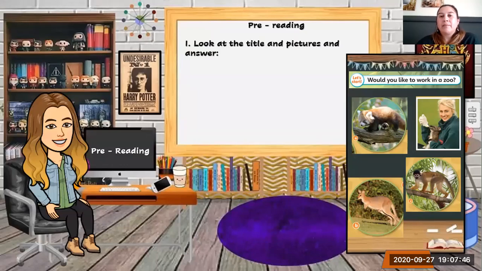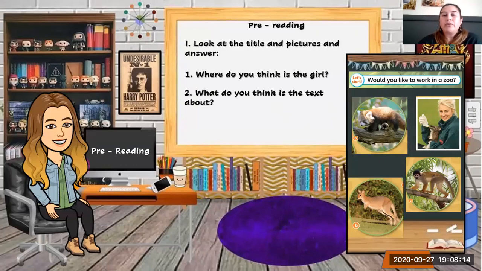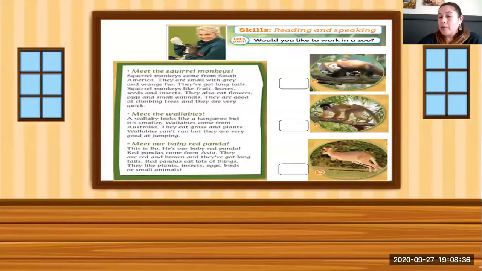Tenemos pre-reading. Pre-lectura. Look at the title and pictures and answer. Mira el título y las imágenes y responde, ¿cierto? Acá tenemos un título. Would you like to work in a zoo? ¿Te gustaría trabajar en un zoológico? Y tenemos tres animales y una niña, con un animalito. Veamos qué nos pregunta. Where do you think is the girl? ¿Dónde crees que está la niña? Two, what do you think is the text about? ¿De qué crees que se trata el texto? And number three, what animals can you see? ¿Qué animales puedes ver? Entonces aquí tú tienes que responder esto en tu casa, ¿cierto? Puedes ayudarte con un diccionario o con un traductor para que lo puedas responder en inglés, ¿ok? Después continuamos con la lectura propiamente tal, ¿ok?